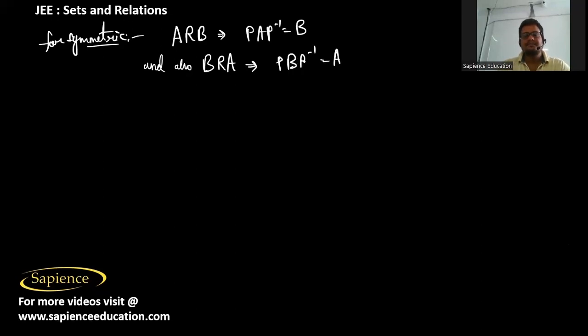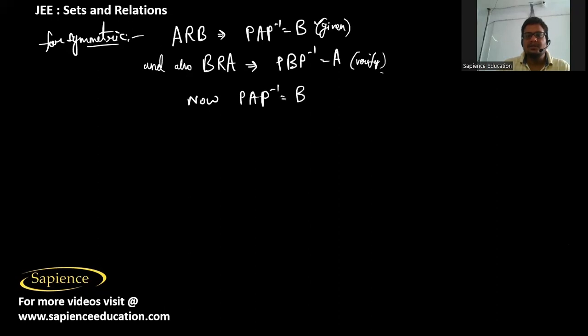It means that PAP inverse equals B, and also B is related to A. It means PBP inverse equals A. So now this is given and we have to verify this part. Therefore PAP inverse equals B.